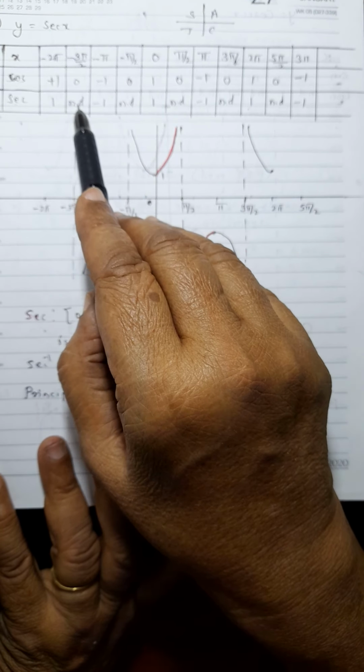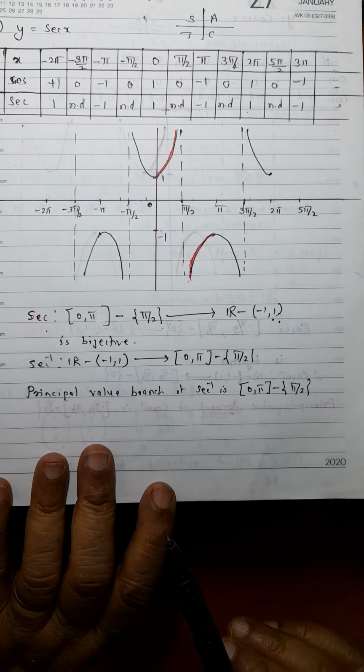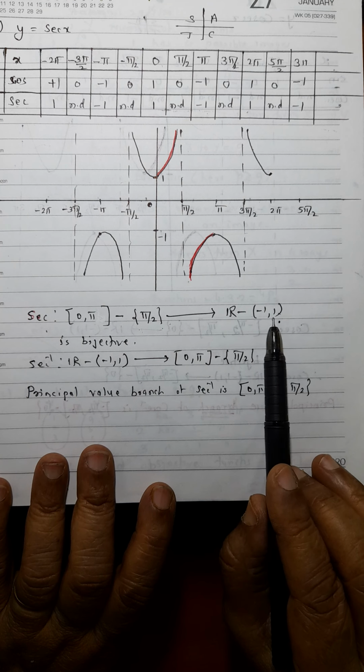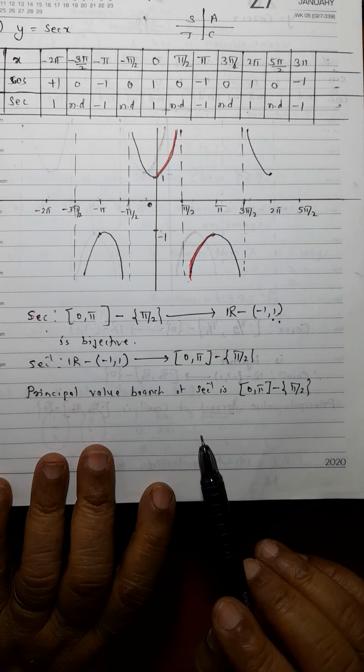But why am I taking an open interval? If I take a closed interval, then minus 1 and plus 1 we are removing from the real numbers. That means minus 1 and plus 1 are not images. But it is not true, because here at minus 1 and plus 1 it takes values. That's why I am removing the open interval here.